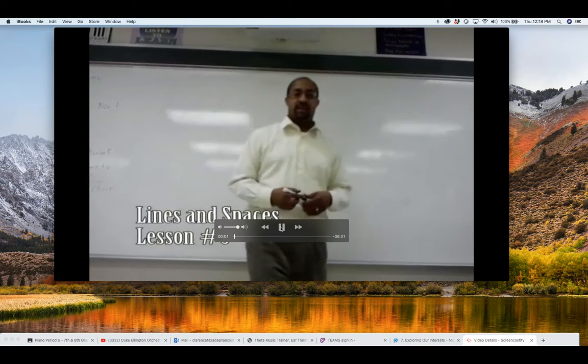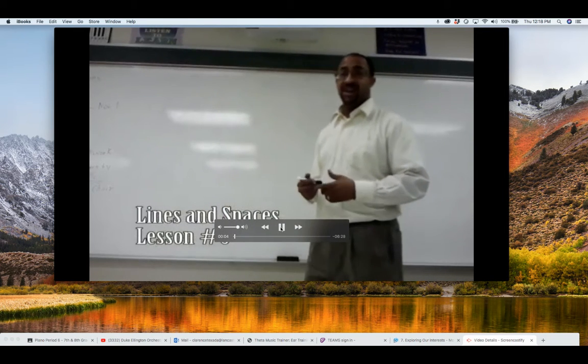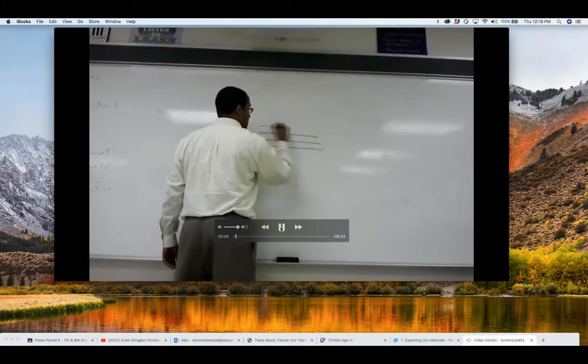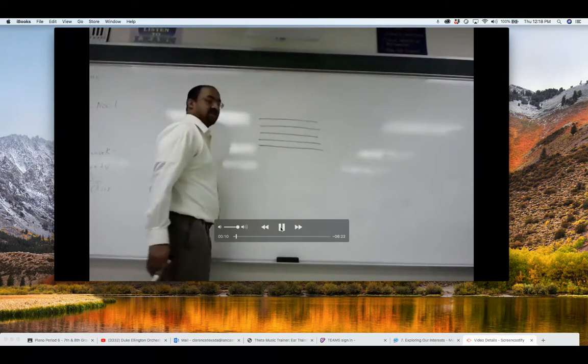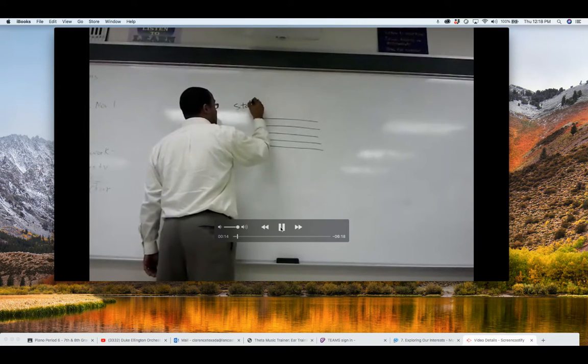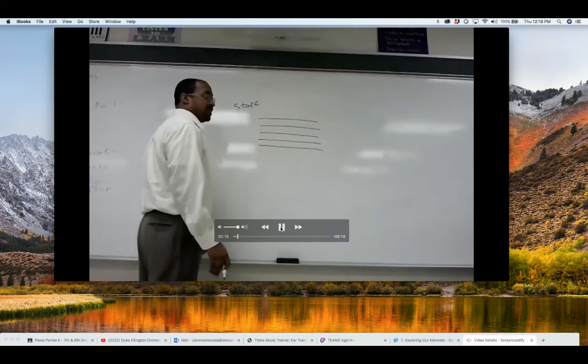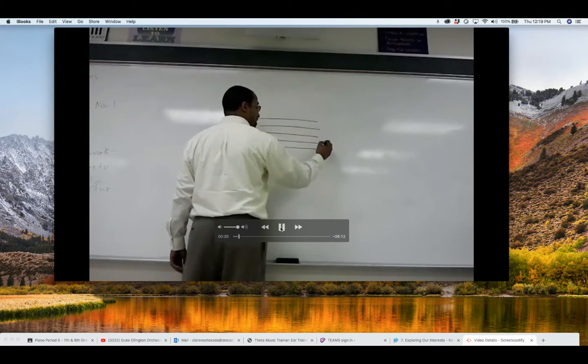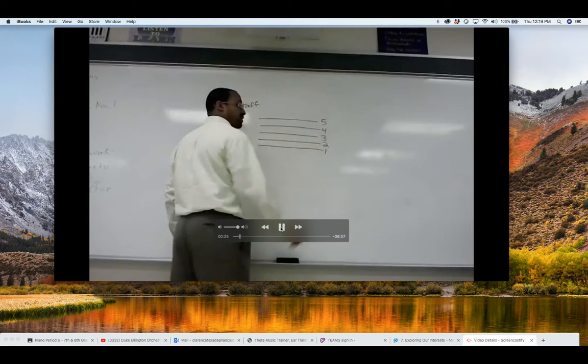Welcome back. We're going to now move into our next lesson called lines and spaces. You've probably seen this before. This is called the staff. The staff has 5 lines. We count them from the bottom to the top. So 1, 2, 3, 4, 5.